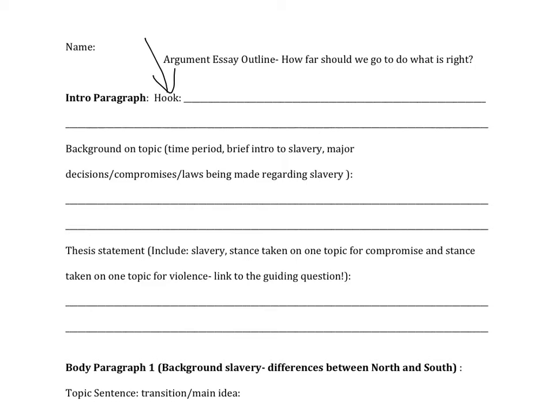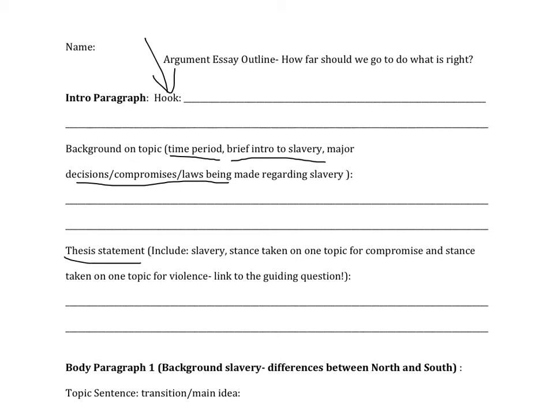Also, you're going to start introducing the concept of what time period we're talking about, the fact that there's slavery and disagreements between the North and South with slavery in the United States at this time, and the fact that people are making these decisions and laws and compromises and these acts of violence are occurring in regards to slavery, as the North and South try to work this whole issue out.